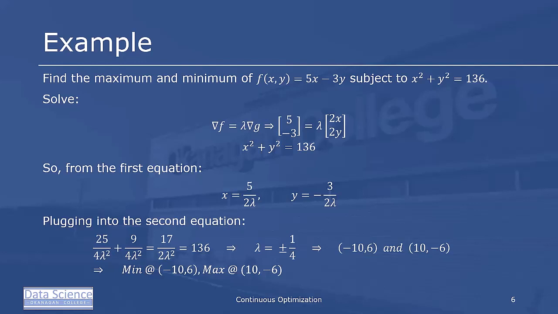Plugging these x and y values into the second equation, we end up with 25 over 4 lambda squared plus 9 over 4 lambda squared equals 17 over 2 lambda squared, which is equal to 136. Solving for lambda, we get lambda equals plus or minus a quarter. Plugging that into our x and y values gives us negative 10, 6 and 10, negative 6. Those values into our function f give us a minimum value at negative 10 and 6 and a maximum value at 10 and negative 6.